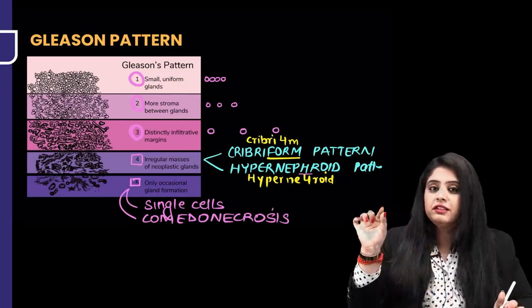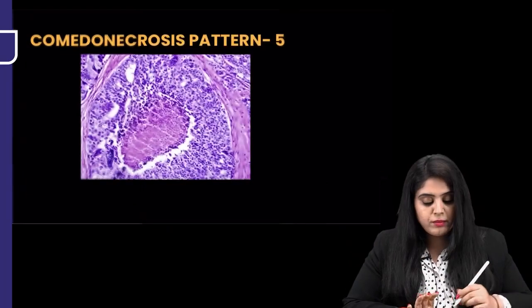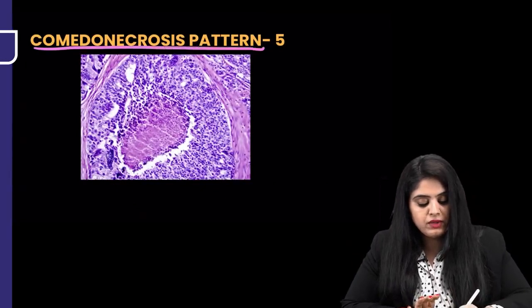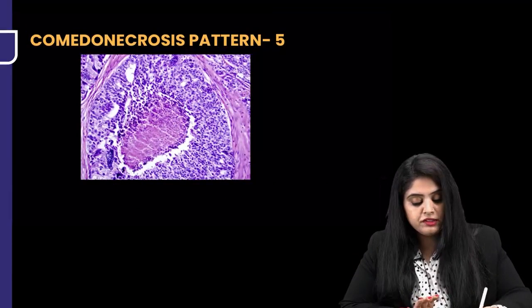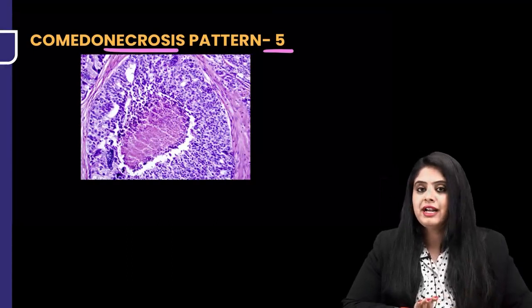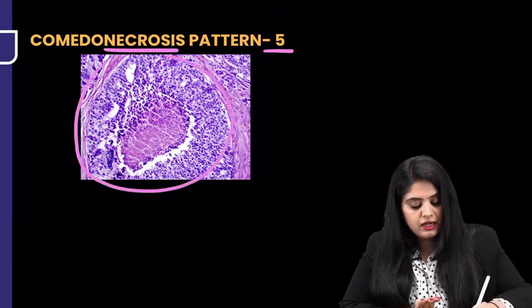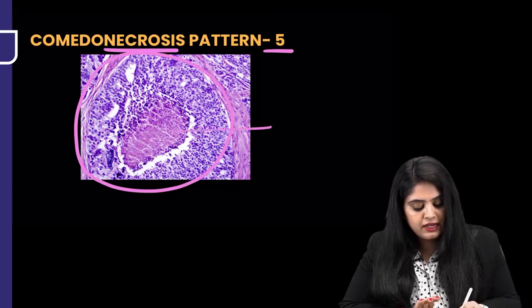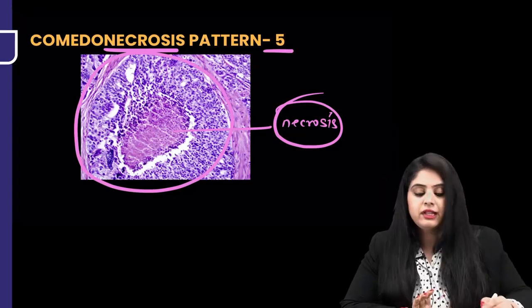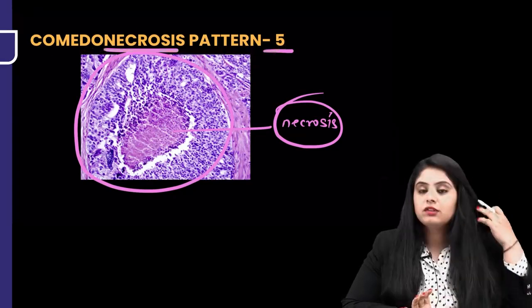Either you'll see single dot cell, or you'll see comedonecrosis. Have a look at this comedonecrosis. As soon as the word necrosis comes, you will say, oh, this is the worst pattern. This is pattern 5. What is comedonecrosis? Can you see? This is a big duct or a gland, and I see a lot of dead material inside it. I see a lot of necrosis inside it. So that is going to be comedonecrosis pattern.